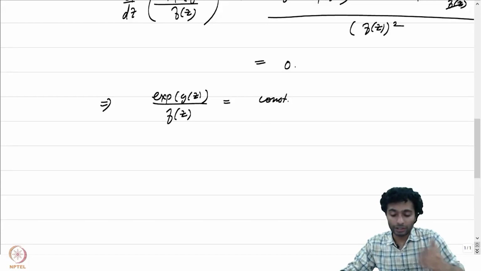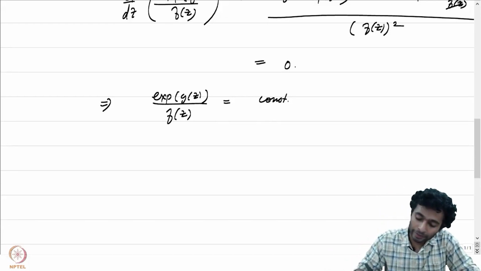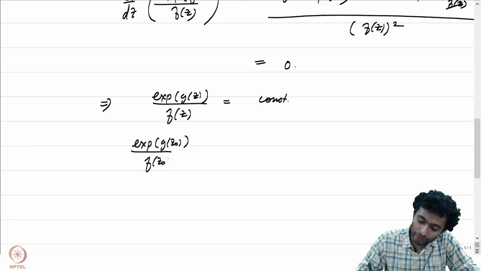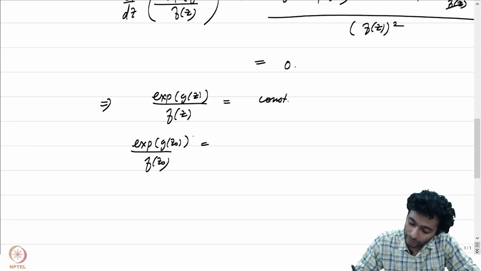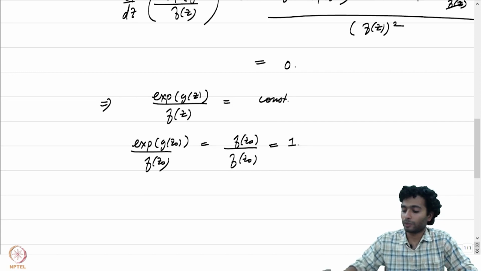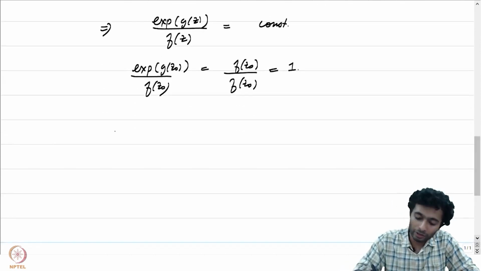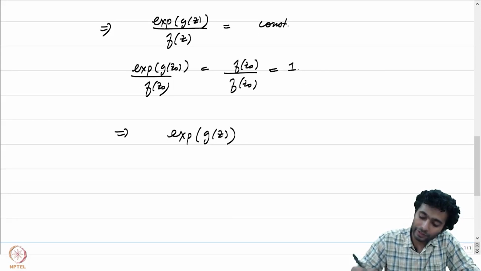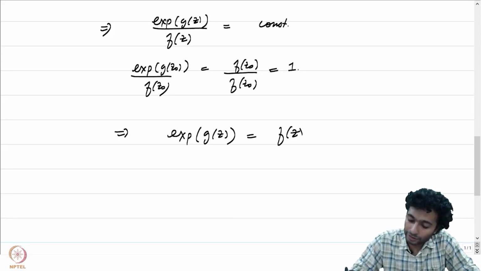How did we arrange for g? g was picked in such a manner that at z0, exp of g of z0 by f of z0, if you look at this, is exactly equal to exp of g of z0 over f of z0, isn't it? This is exactly equal to 1. So what we have just arranged for is a function g which satisfies the condition that exp of g of z is equal to f of z.